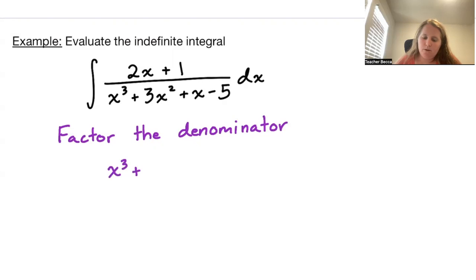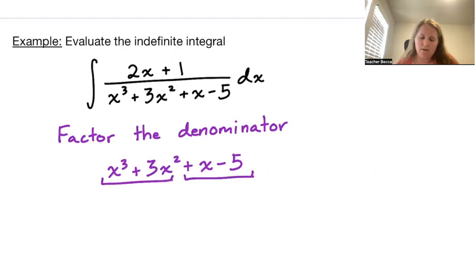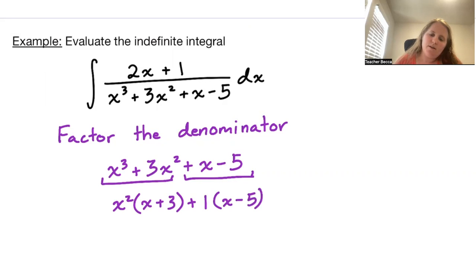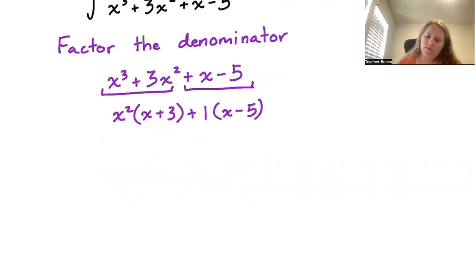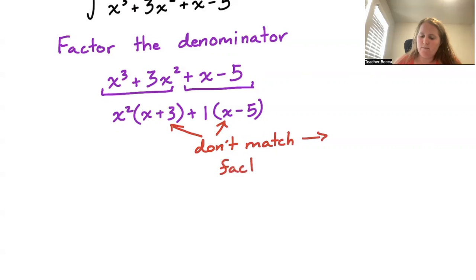x cubed plus 3x squared plus x minus 5. If we try factor by grouping, we would have x squared times x plus 3 plus 1 times x minus 5. These remaining factors don't match. So factor by grouping doesn't work.